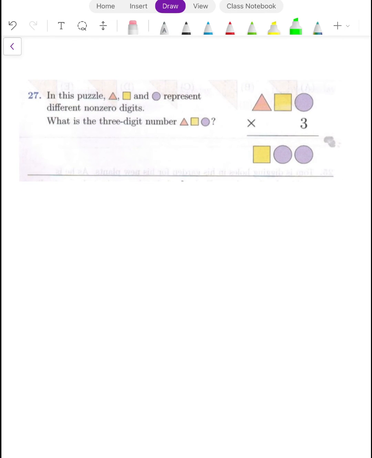Question number 27. In this puzzle, the triangle, the square, and the circle represents different non-zero digits. None of them are 0. Here we can see these are the 3 shapes that are used to denote 3 different digits and non-zero digits. What is the 3-digit number represented by the triangle, square, and the circle?